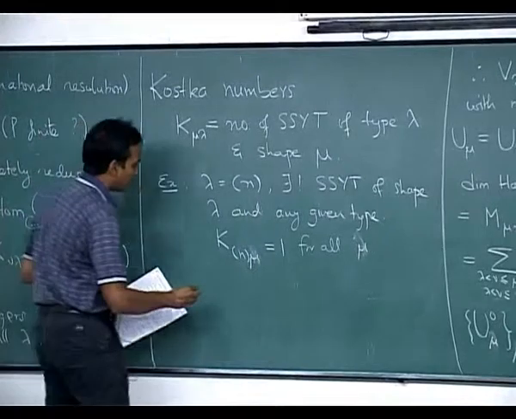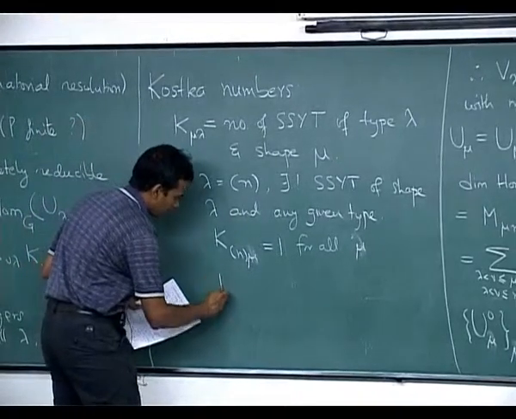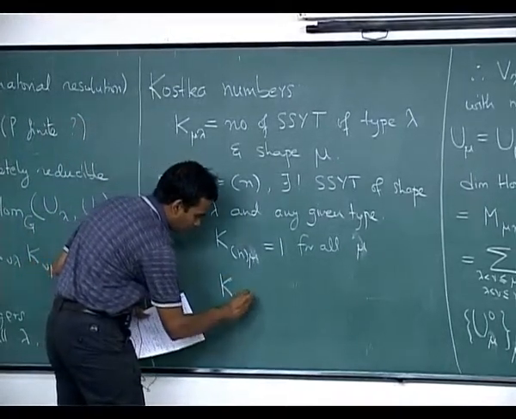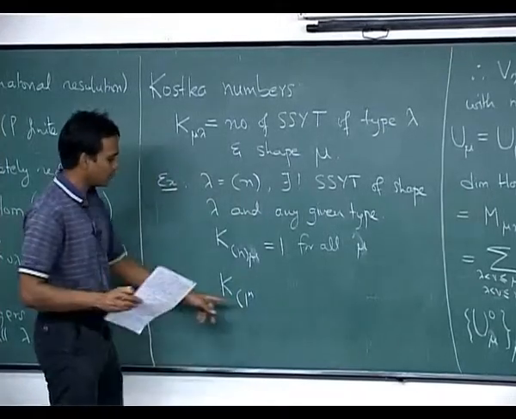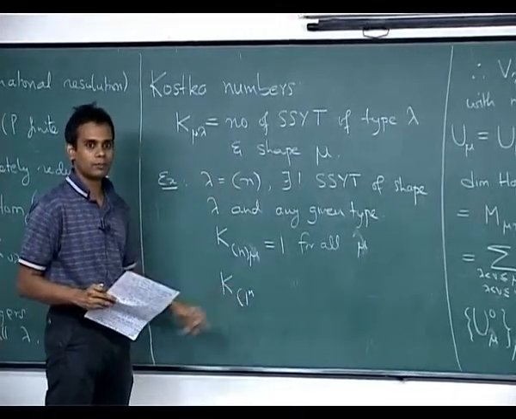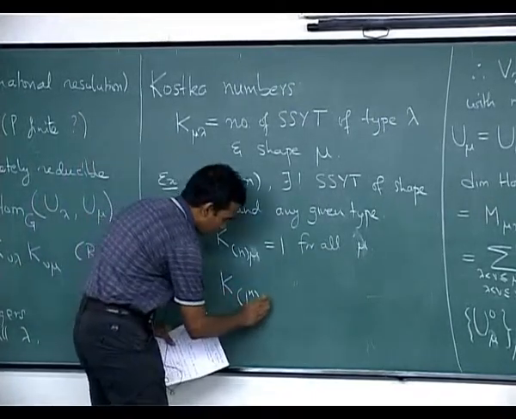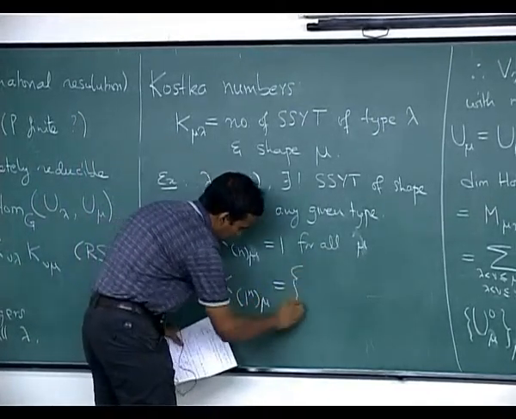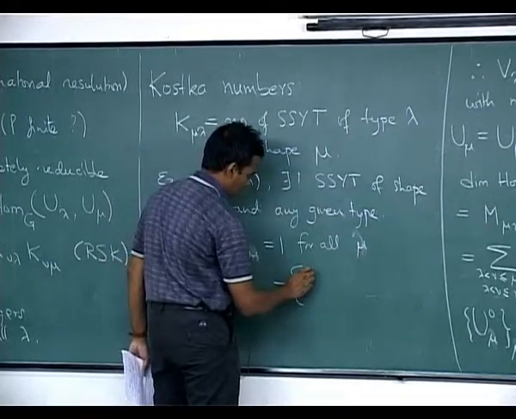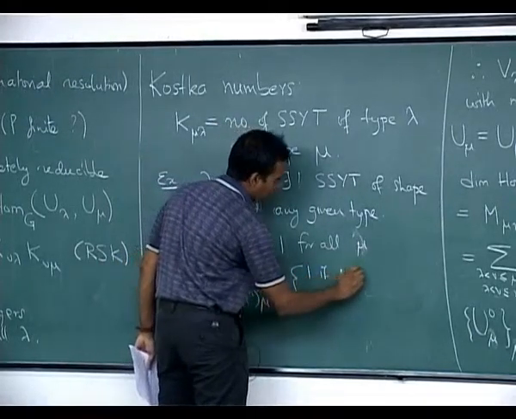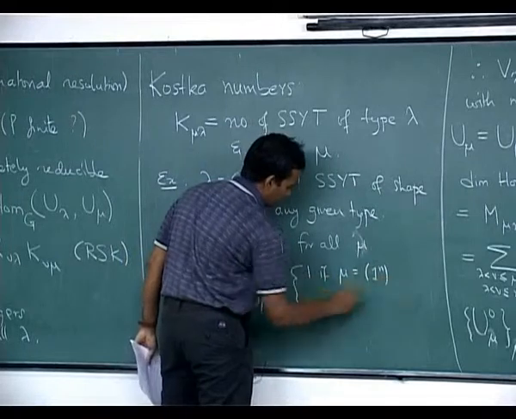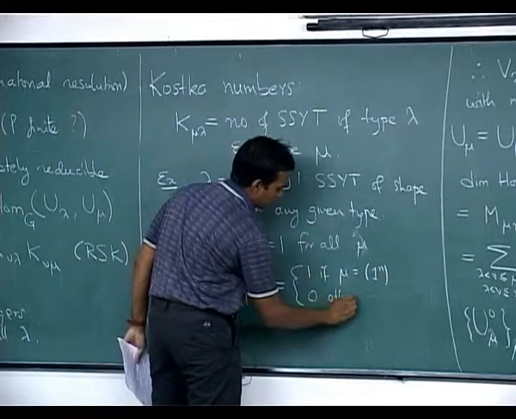On the other hand, K_{mu, 1^n}, this thing with 1 repeated n times is often denoted 1 to the power n. This just means 1 comma 1 comma 1, n times. This is 1 if mu is 1 to the n and 0 otherwise.